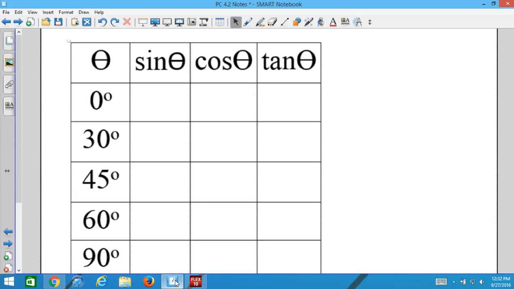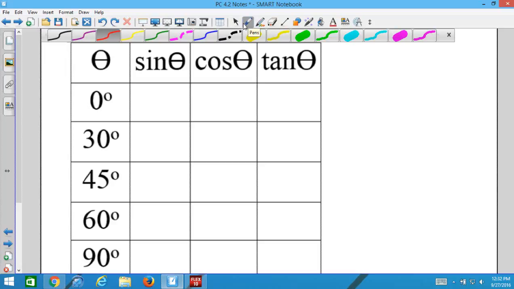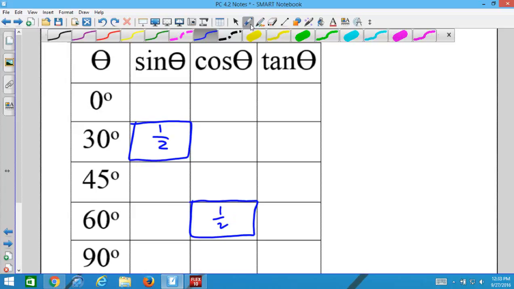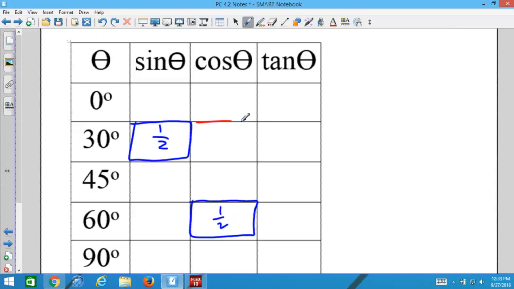Okay, so memorization. Sine of 30 is 1/2, memorize that. Sine of 30 is the same as cosine of 60, 1/2. I just remember that 30 is the smallest and 1/2 is the smallest. I kind of put those together in my head. That tells me cosine is going to be the other number on top, square root of 3/2. And that's the same as sine of 60.